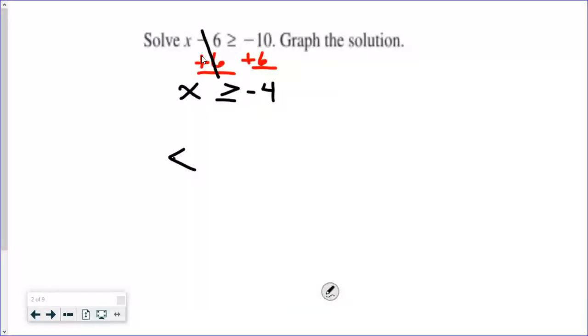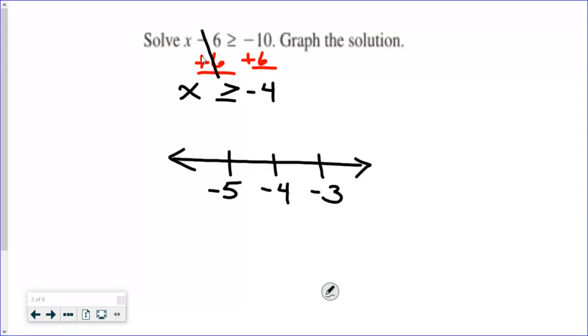Now to graph it, I want you to make a graph and have 3 lines on it. The number that is -4 goes in the middle, and then -5 and -3. Please be careful. Your number line actually needs to make sense. Every year I have 9th graders saying -4, -5, -6 on either side. No, no, no. Now it is a filled in circle because it's greater than or equal to. And which way am I going to shade for greater than? Always to the right. So this is the solution, and this is the graph. You have to do both parts.